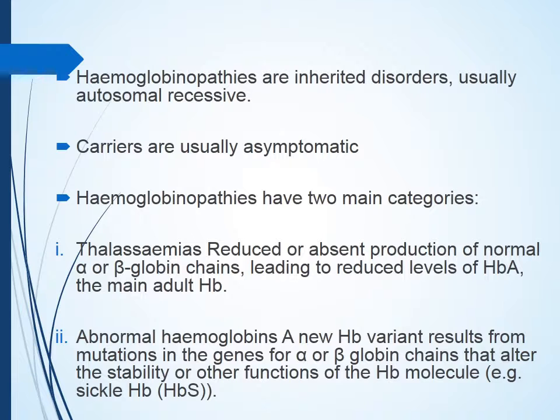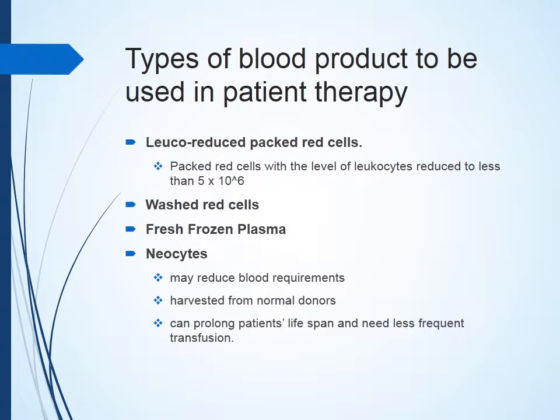For example, sickle haemoglobin. Types of blood products to be used in a patient therapy are leukoreduced packed red cells, washed red cells, fresh frozen plasma, and leukocytes. Leukoreduced packed red cells is packed red cells with the level of leukocytes reduced to less than 5 times 10 to the power of 6. Leukocytes are harvested from normal donors and may reduce blood requirements, and can also prolong the patient's lifespan and need less frequent transfusion.